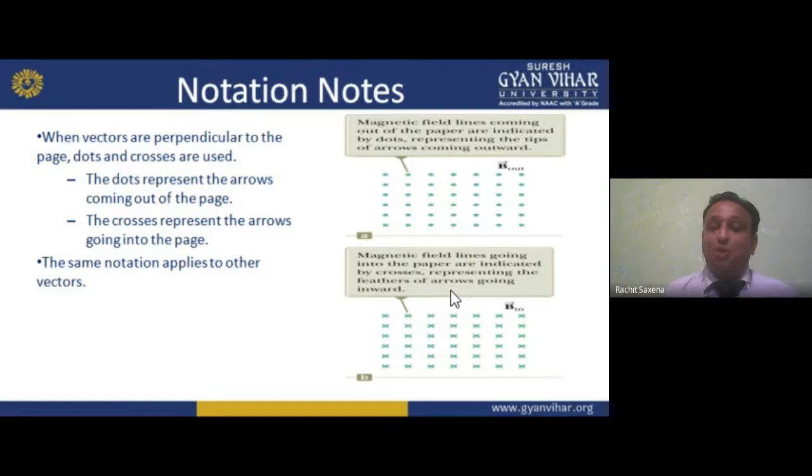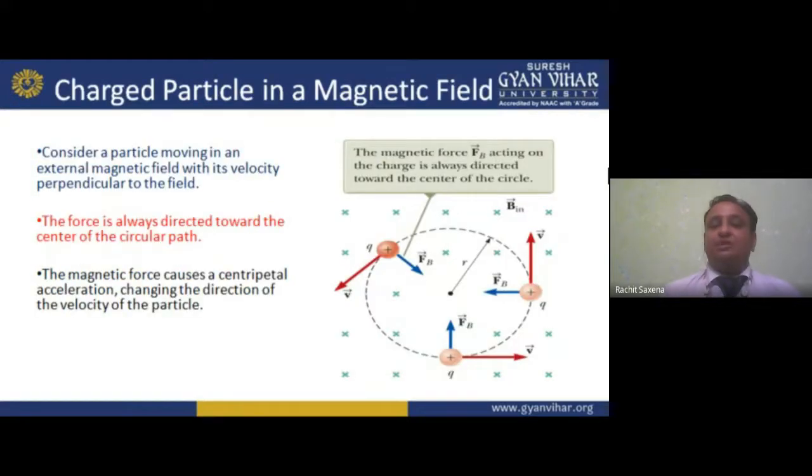Magnetic field lines going into the paper, means going inside the paper, are indicated by crosses. If I am using crosses here, it is indicated that it is coming into the page, not going out. If I am using the dot, it is going out. If I am using the cross, it is coming in. Indicated by crosses representing the feathers of arrow going inward. If I am using dot means out, if I am using cross means in. Hope you understand.